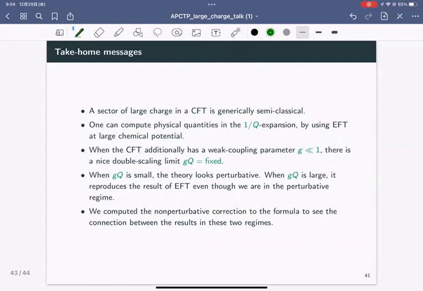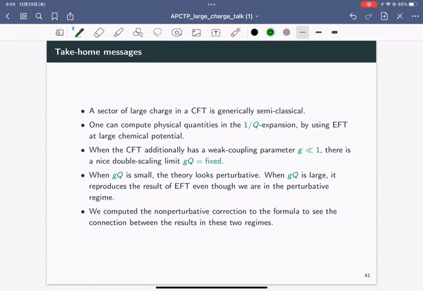So the take-home message is that a sector of large charge in a CFT is generally semi-classical, and one can compute physical quantities in the 1 over Q expansion by using effective field theory, large chemical potential. When the CFT additionally has a weak coupling parameter, there is a nice double scaling limit where G times Q is fixed. And when G times Q is small, the theory looks perturbative.